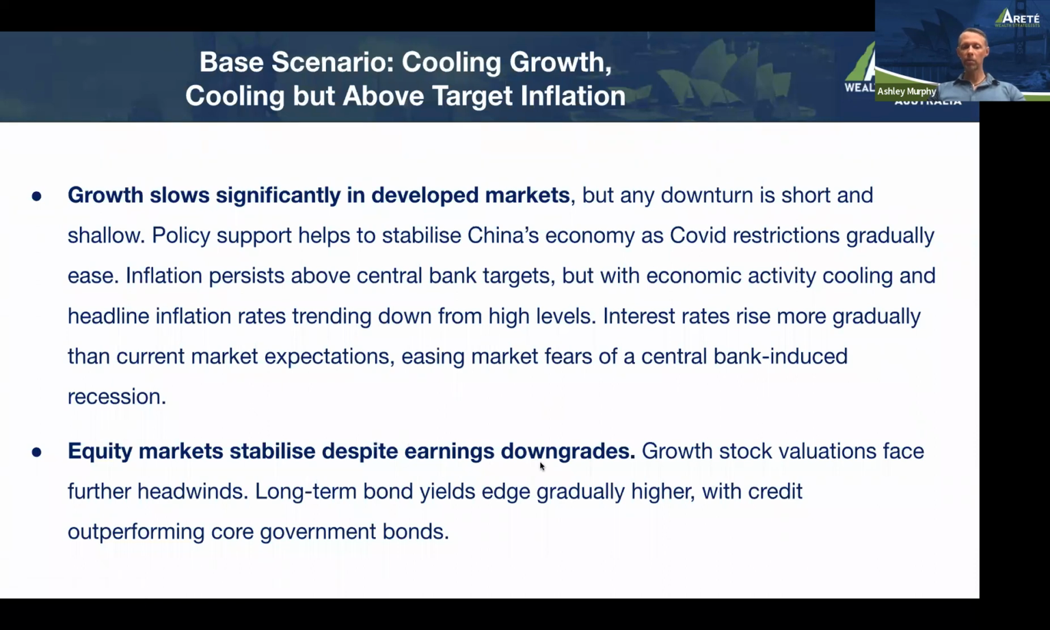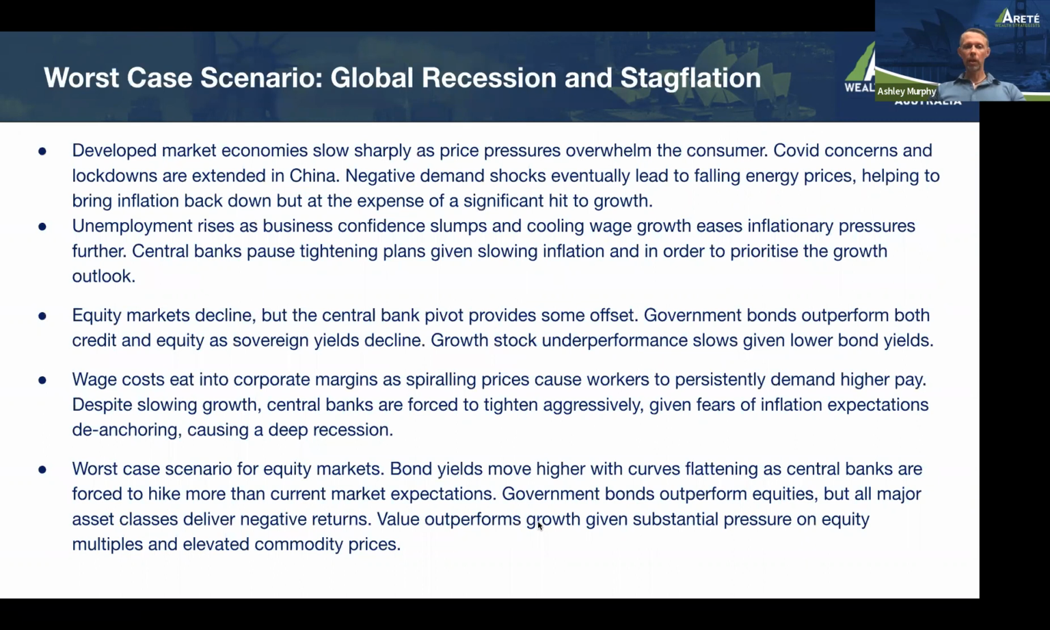Equity markets stabilized despite earnings downgrades. I think they're already priced in, the incoming downgrades that haven't yet been announced, but are sure to arise. Growth stock valuations face further headwinds, i.e. get out of your FANG stocks and your Bitcoin and your fintech and so forth. Long-term yields gradually edge higher. That's a good news story there, with credit outperforming core government bonds. Okay. Worst case scenario. Well, this is what we don't want to see.